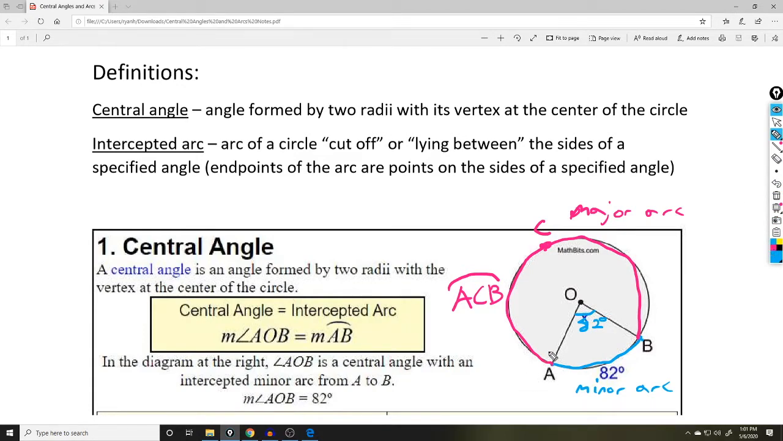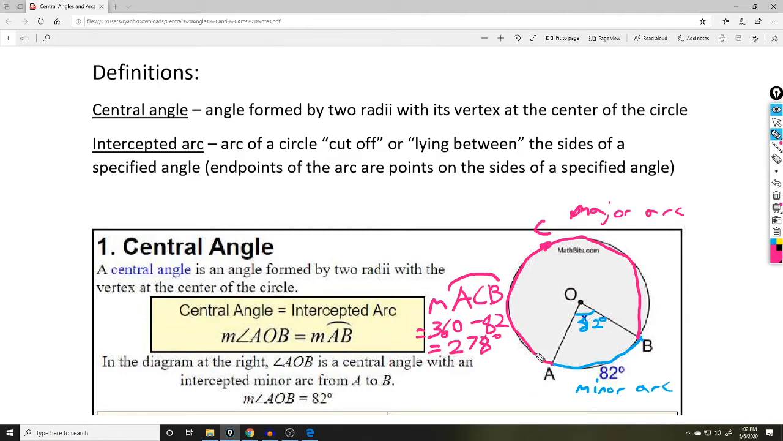And so first question to pose is, if we have the minor arc and it's 82 degrees, what's the measure of the major arc? Ponder that for a second. And the answer is that, well, if I went all the way around the circle, that would be 360 degrees. So the measure of arc ACB, since all the way around is 360 and the rest of it is 82, we can just take 360 minus the 82, and that will give us the other measurement. So that's going to be 278 degrees. That would be the major arc.